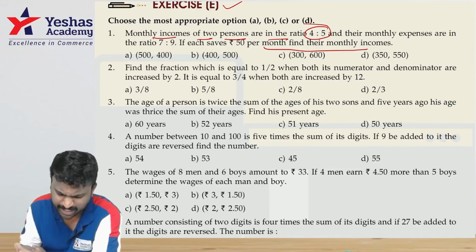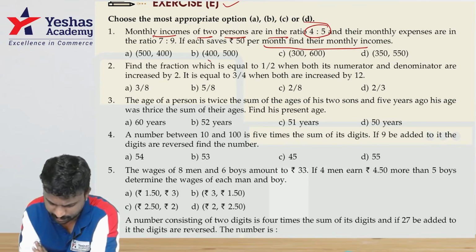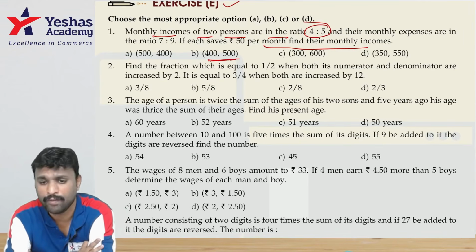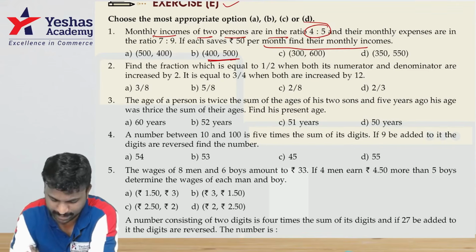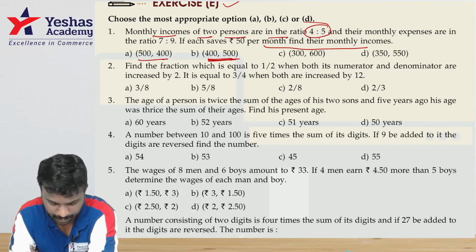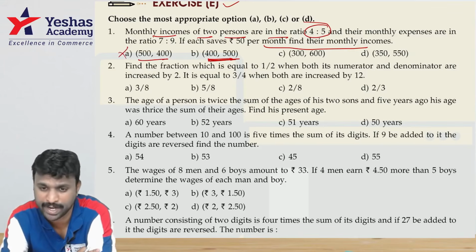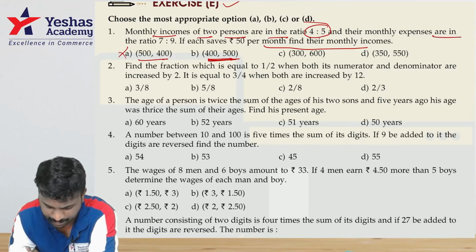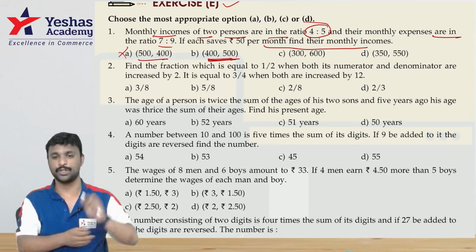Guys, if the incomes are 400 and 500, the ratio becomes what? 4 is to 5. Yes or no? If I take 500 and 400, it becomes 5 is to 4. It can't be option A. So it is 400 and 500. The monthly expenses are in the ratio 7 is to 9.